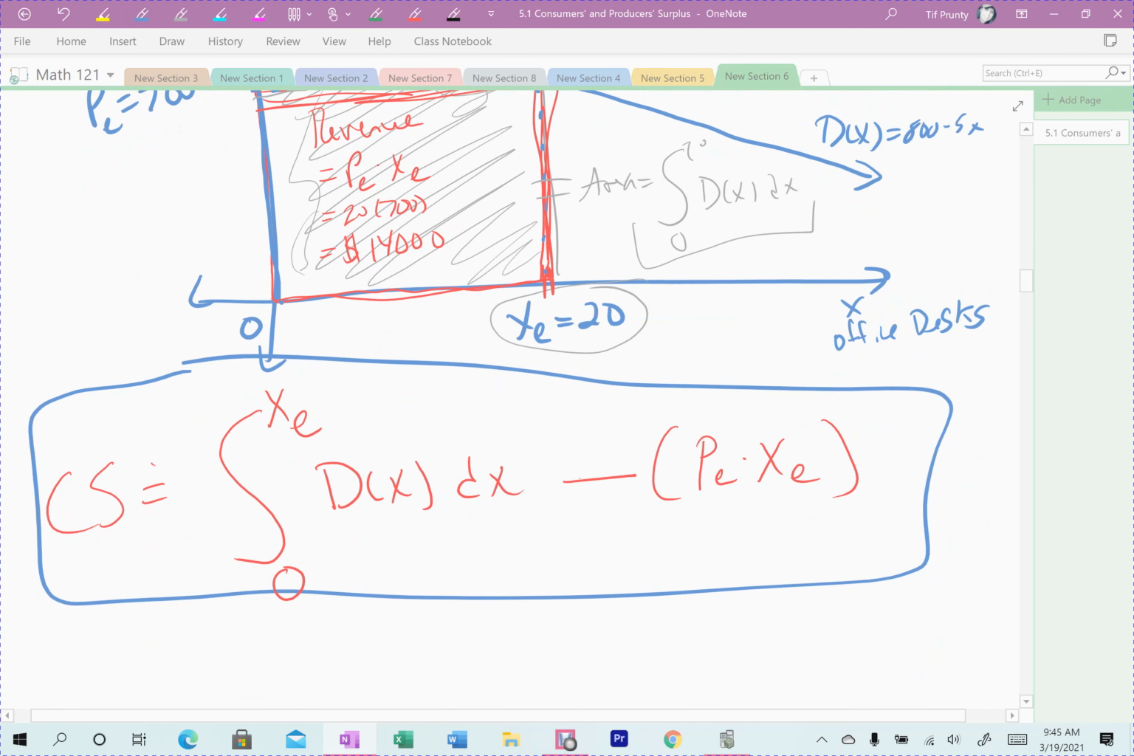And so that's the formula. It's the area under the demand curve up to the equilibrium point. It's the total amount they would have spent. They actually spent the rectangular area, the revenue generated at the equilibrium. The difference is the surplus, the consumer surplus, which again I label capital C, capital S. All right, we'll do producer surplus in the next video.